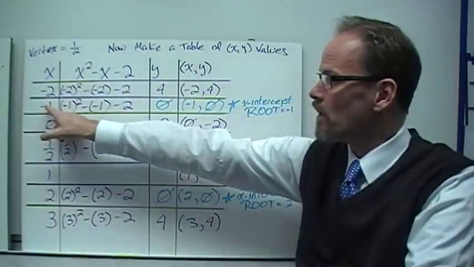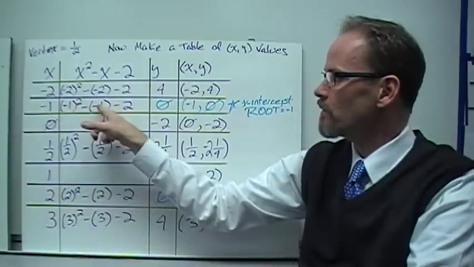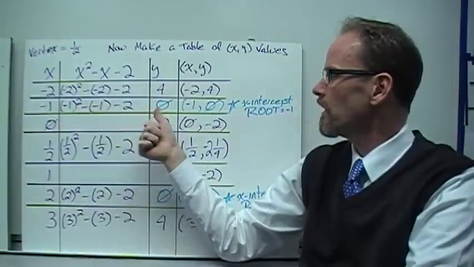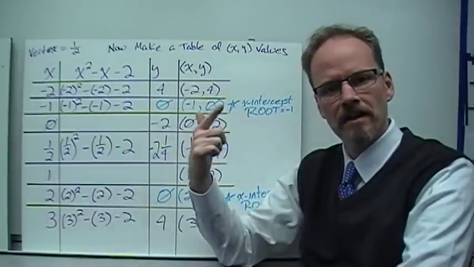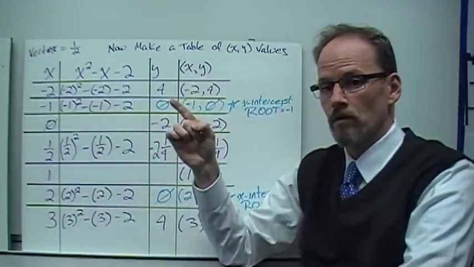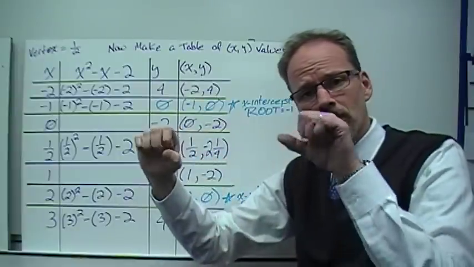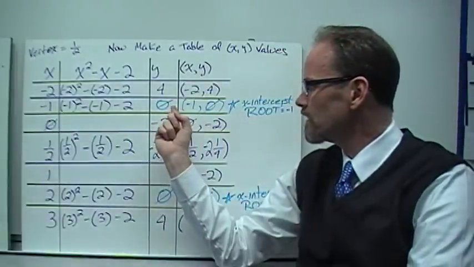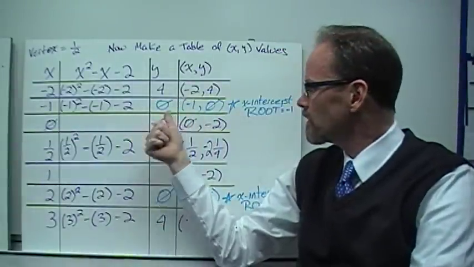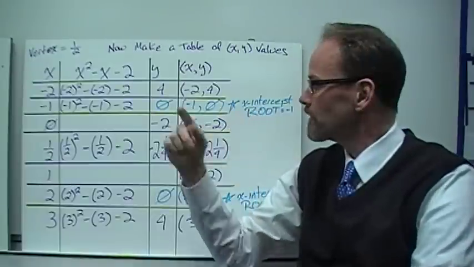I'm going to plug negative 1 in. When I plug it in, negative 1 squared minus a negative 1 minus 2, I get 0. That's blue because when y is 0, I know that's going to be an x-intercept. It's going to be one of those guys on the horizontal line. So the good thing is we found one, on our second try.